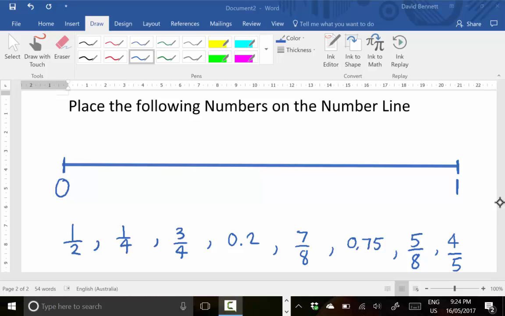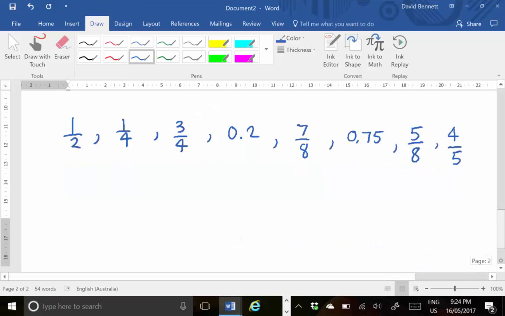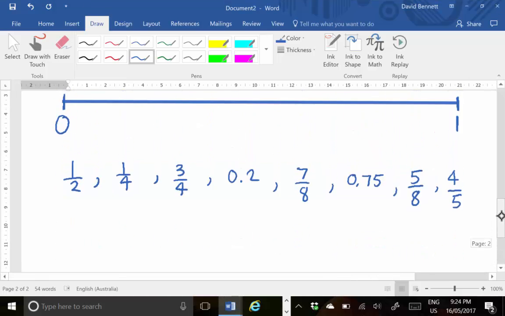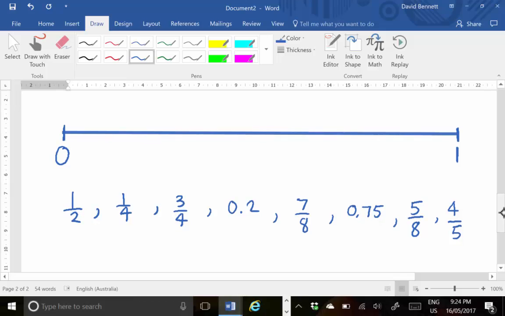Now you notice down here we have some numbers which are fractions and some which are decimals. The key thing is how you are going to work that out if you don't have a comparable unit. So you either have to put all of these into fractions or put all of them into decimals. For this particular case, I think I'll put them all as decimals.